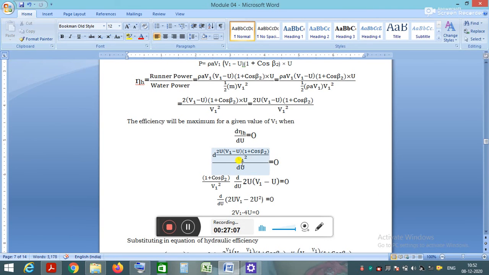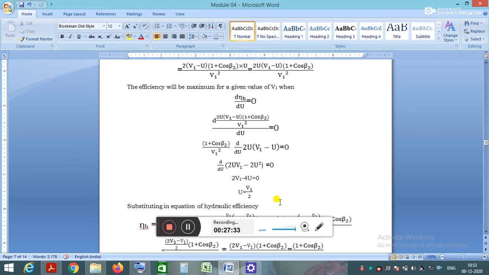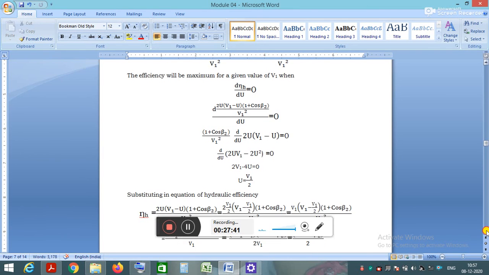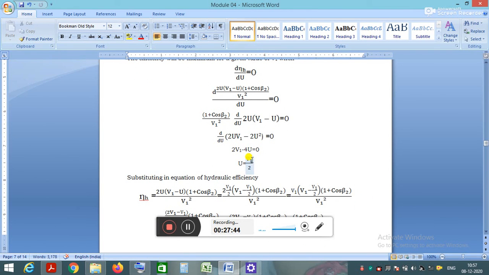Here (1 plus cos beta 2) by V1 square is a constant term, therefore take that outside. We are left with 2u V1 minus 2u square. The differentiation of 2u V1 is 2V1, as V1 is constant. Differentiation of x with respect to x is 1, and x square is 2x. Therefore, it becomes 2V1 minus 4u. Therefore, we will get u equals V1 by 2. That means when the blade speed is half of the velocity of the jet, then the efficiency of the turbine will be maximum.